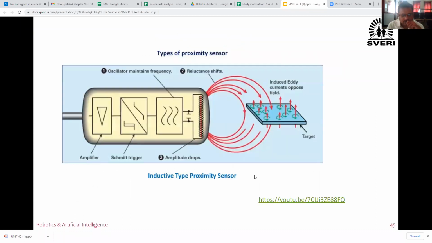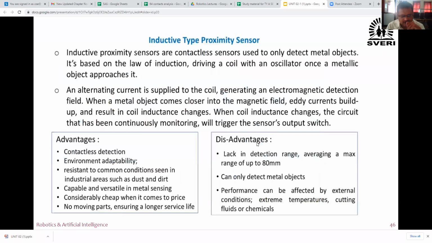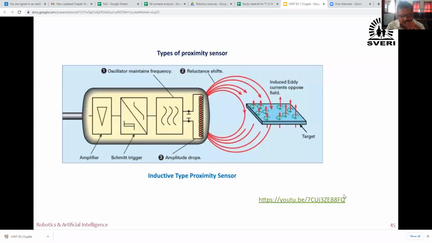Now, types of proximity sensors. First is the inductive proximity sensor. First of all, we'll see its video, then I will explain this. What is meant by inductive? First of all, I will tell the construction.